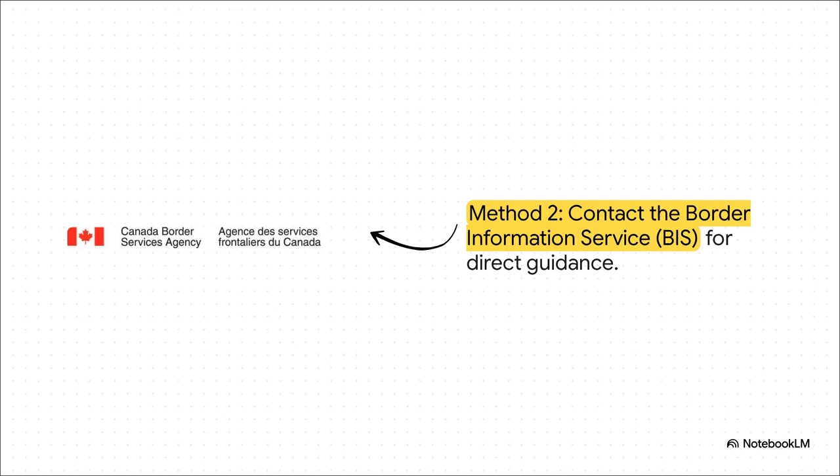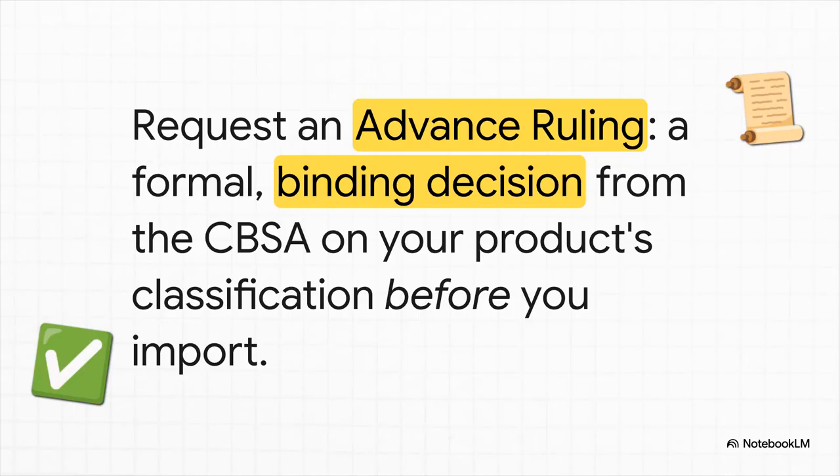Now, what if you're staring at that tariff and your eyes are starting to glaze over? Don't worry, you can phone a friend. The Border Information Service, or BIS, is a free service from the CBSA. You can actually call them up and get some guidance on how to classify your goods. It's an amazing resource.